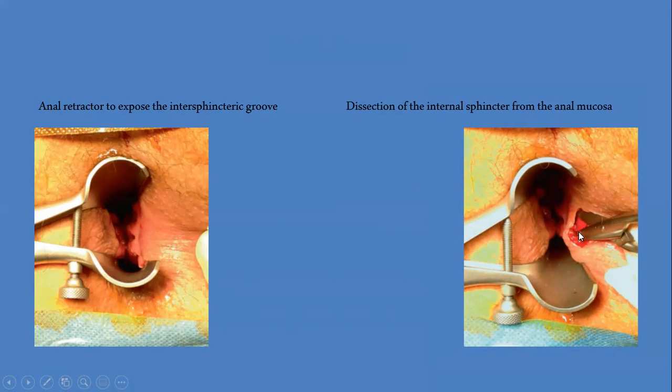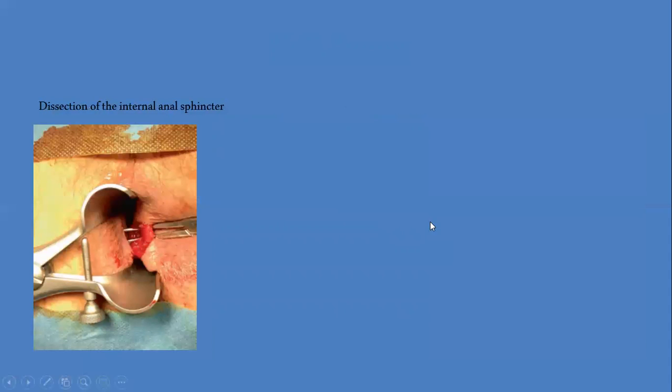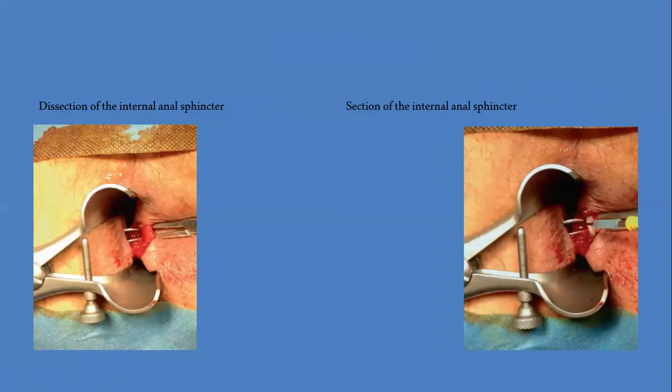We start to dissect the internal anal sphincter from the external anal sphincter. Then we will define and locate the lower part of the internal anal sphincter below the dentate line, and we will cut this part of the internal anal sphincter.